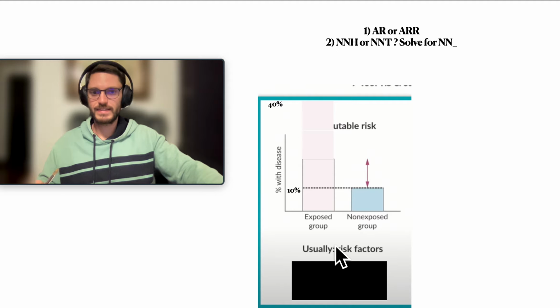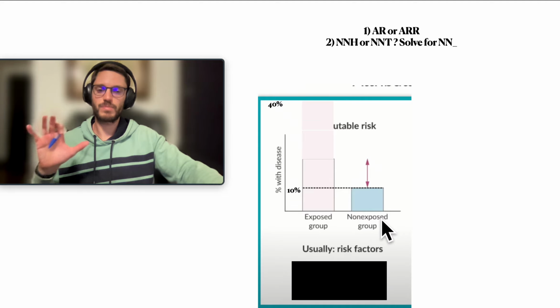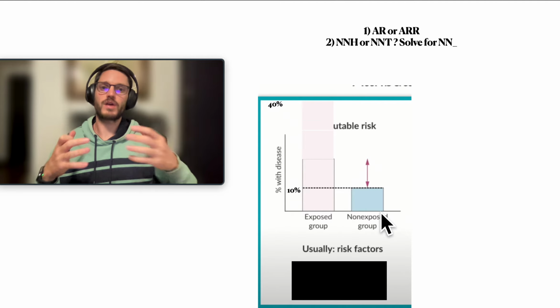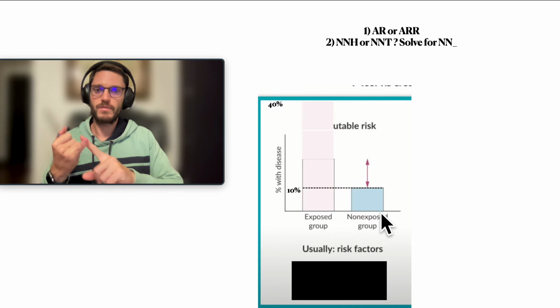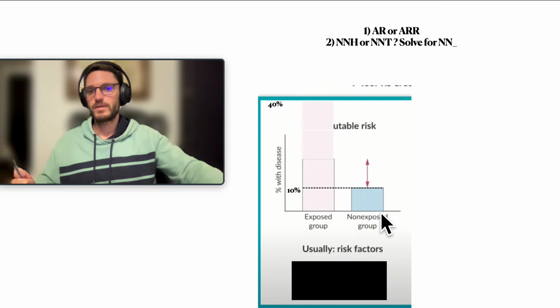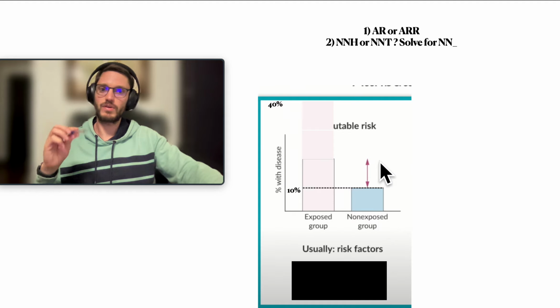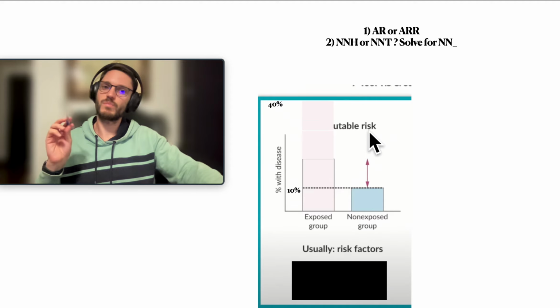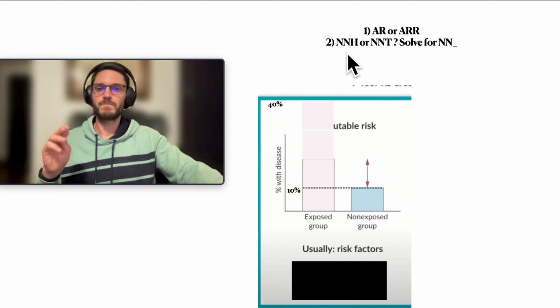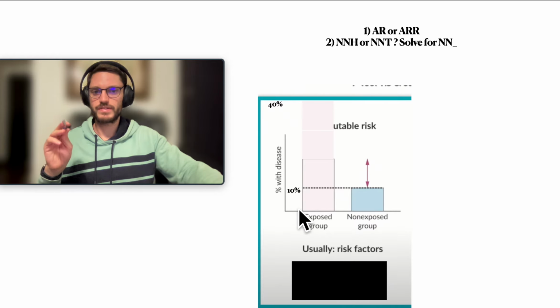Okay, so in this example right here, look at the two graphs. The exposed group has 40% incidence of the disease, and the non-exposed 10% incidence of disease. What are we talking about? AR or ARR? Yeah, you know it. We're talking about AR because it says it right here. And number 2 is because we have a higher incidence of the disease in the exposed, meaning it has a risk factor right there.